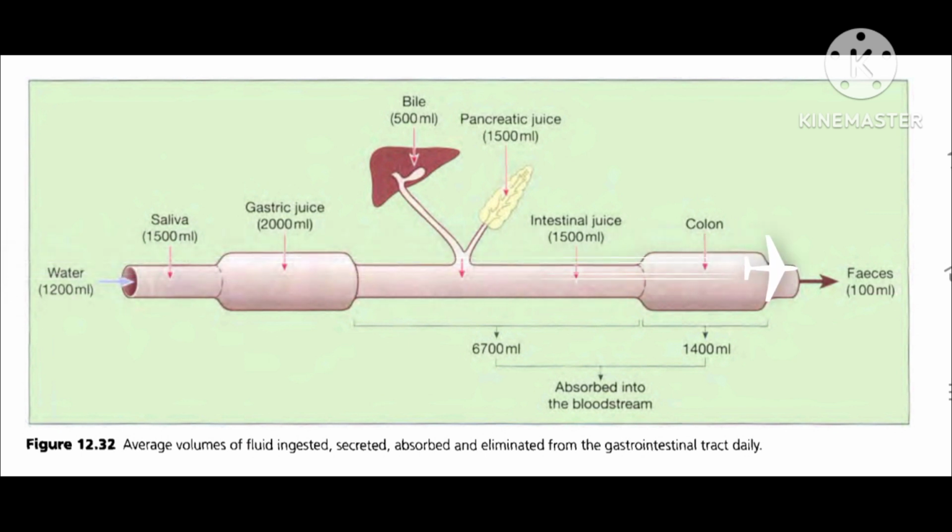Water 1200 ml, saliva 1500 ml, gastric juice 2000 ml, bile 500 ml, pancreatic juice 1500 ml, intestinal juice 1500 ml.